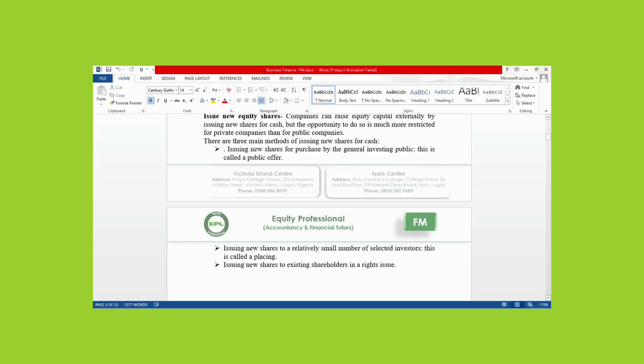We also discussed placing, a situation where a company issues new shares to a relatively small number of selected investors. The new shares are not announced to the public. It is issued to a selected number of investors. We discussed this in our class last week.